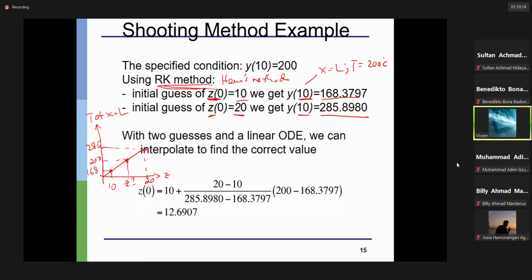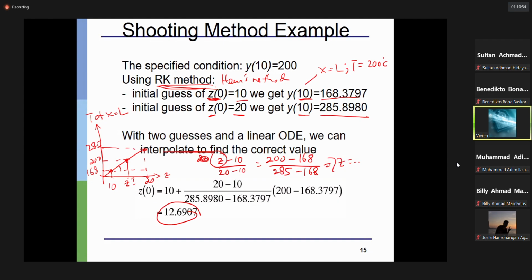We can do linear interpolation, such as what we do in finding properties in thermodynamics. We can use this correlation: z minus 10 over 20 minus 10 equals 200 minus 168 over 285 minus 168. With this, we can calculate the value of z. So z will be 12.69. This will be the correct gradient.